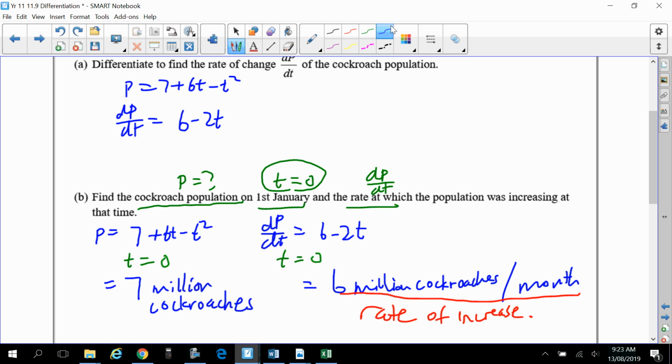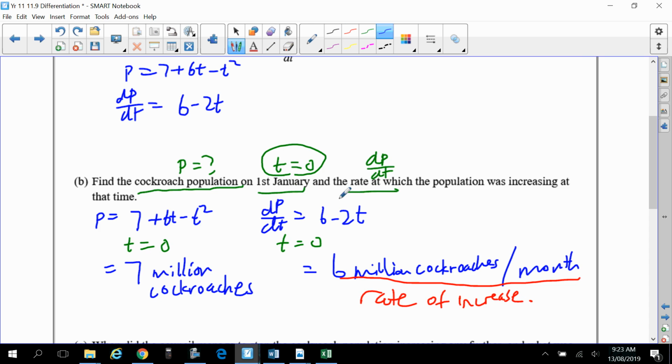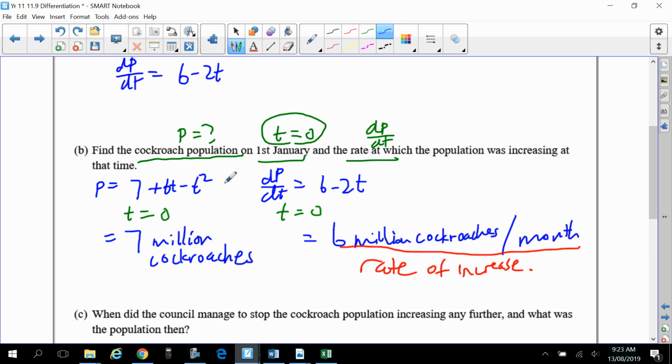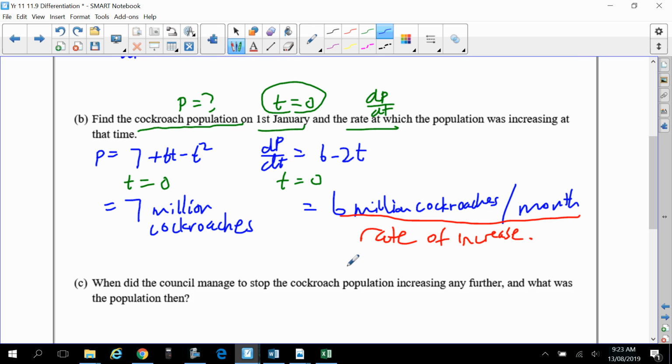Okay, that's done part B, and now we're going to do part C. When did the council manage to stop the cockroach population increasing any further? And what was the population then? Cool. So there's a few things. When did the council manage to stop the population? So what's the value of P?